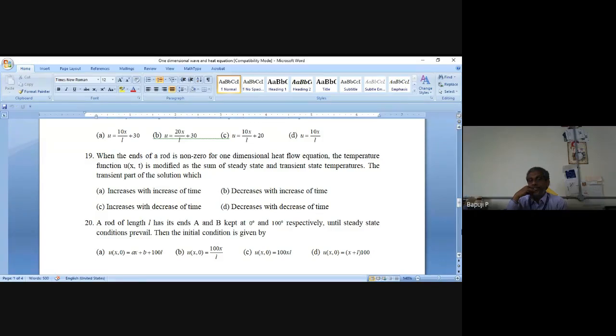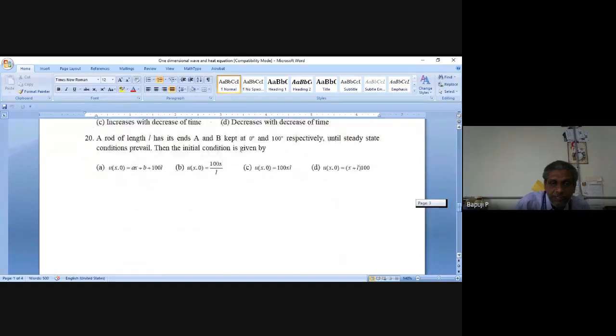The 20th: until steady state prevails, then the condition is given by... What is the answer? The 20th problem is the same problem we have already done. And B decreases to 0 degrees, then this is the initial temperature we did. B, sir. Very good. Seeing the question itself, you can tell. Then what about the 19th?